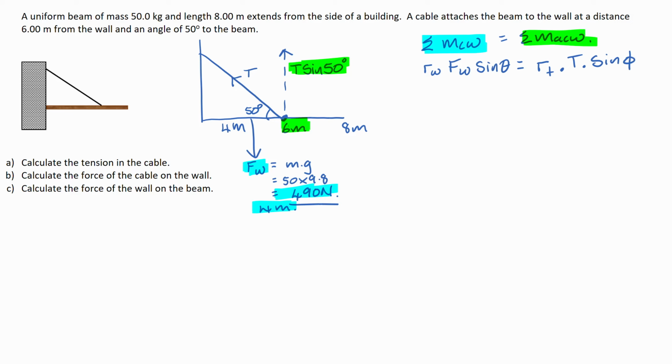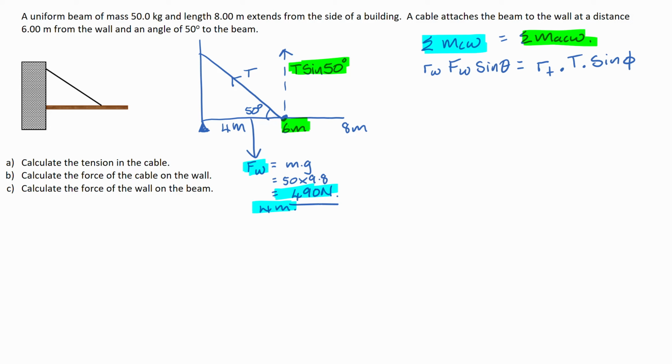We need to put in a pivot. The pivot is going to go where we don't know something and also not where we are trying to find something. So this is where we would put it. We don't know the force of the wall on the beam. We're going to have to find that out later, which you can see is part C.